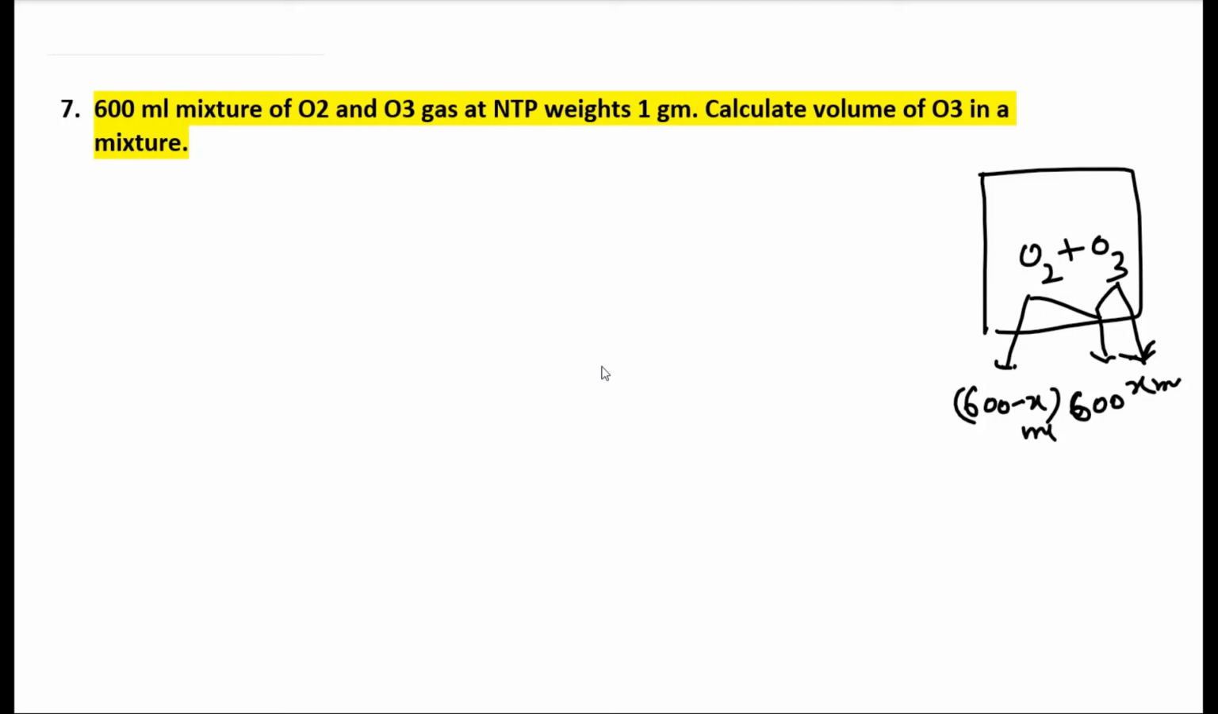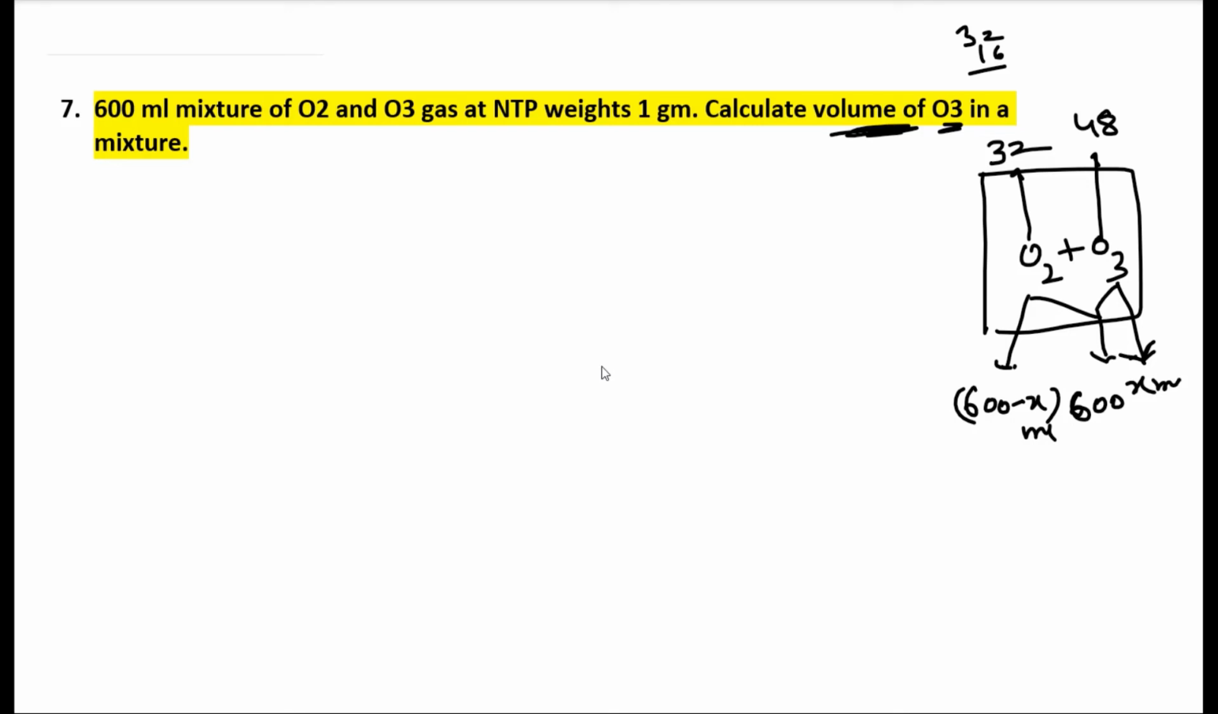And the O2 molecular mass M1 is 32 grams. Here you have to calculate the volume of O3. The O3 molecular mass is 48, that is 32 plus 16, which is 48. So now what you have to calculate here is the volume of O3 in the gaseous mixture. First, what is the formula?